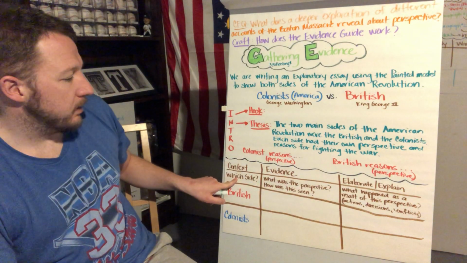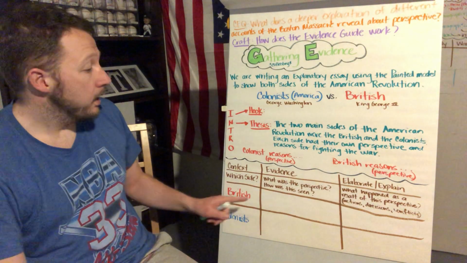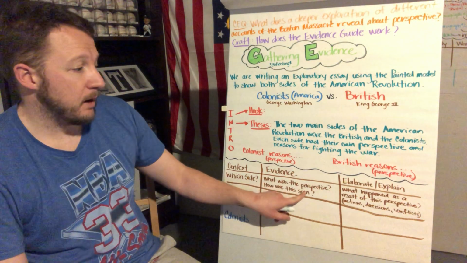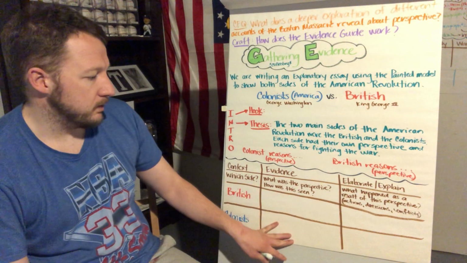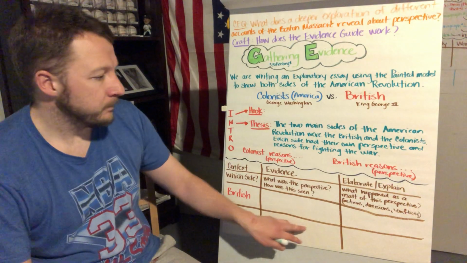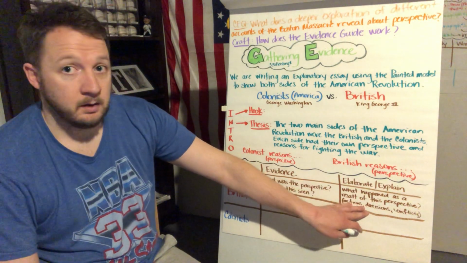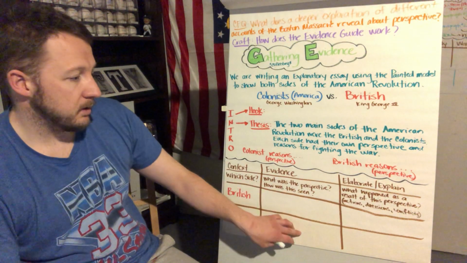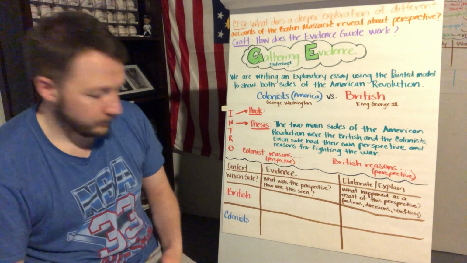So it says which side, so obviously we have our two sides, the British and the colonists, and then we have what was the perspective, how was this seen? So something that the British did, or something the Americans did, and how did they see it? And then what happened as a result of this perspective? So because the British thought this, and the Americans thought this, what happened as a result?